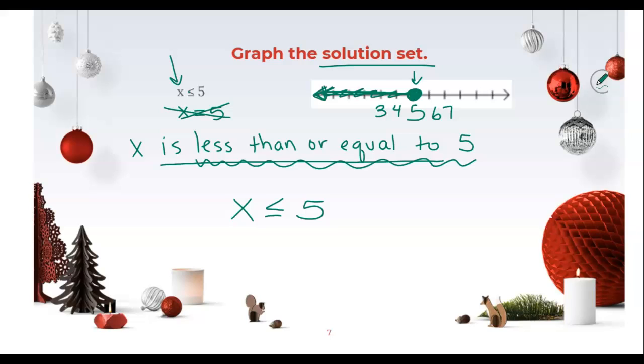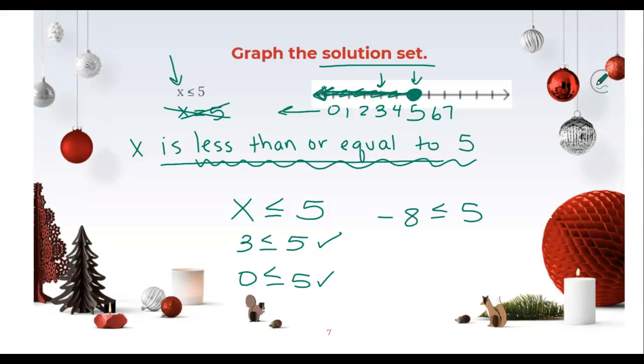So let's grab a point. Let's say 3. Is 3 less than or equal to 5? Yes, it is. 0 is less than or equal to 5, and that's part of the solution set. Negative numbers, continuing negatively, so negative 8 is less than or equal to 5. All those are true. And everything not shaded means it's not a solution.